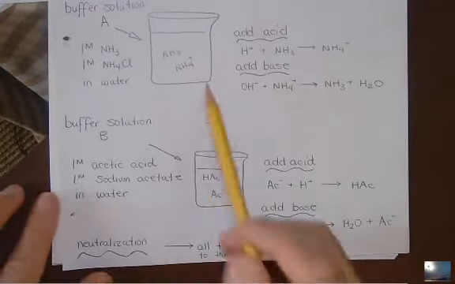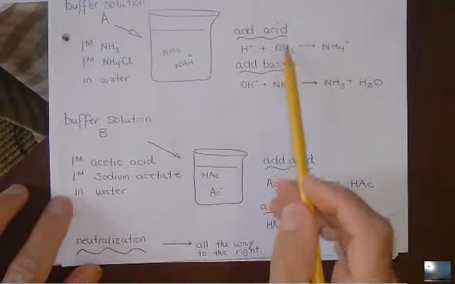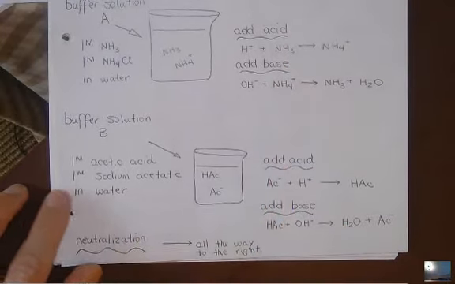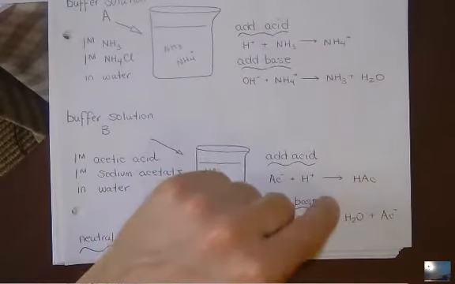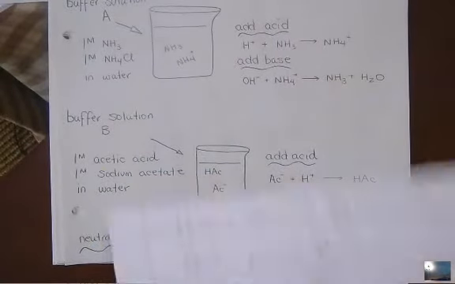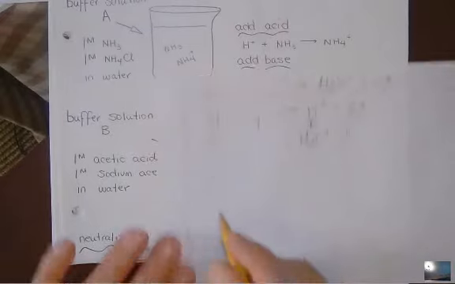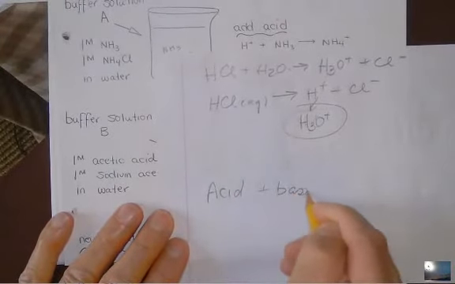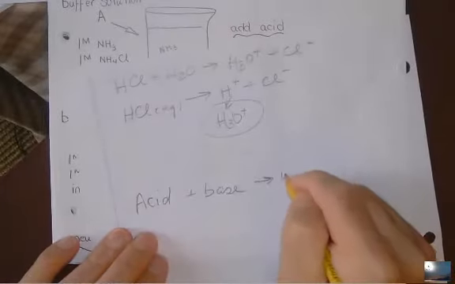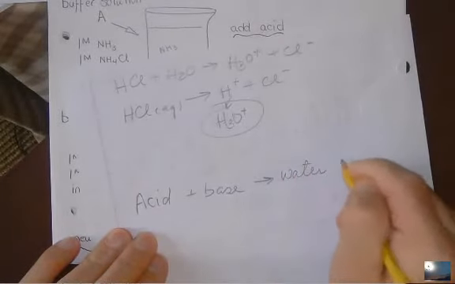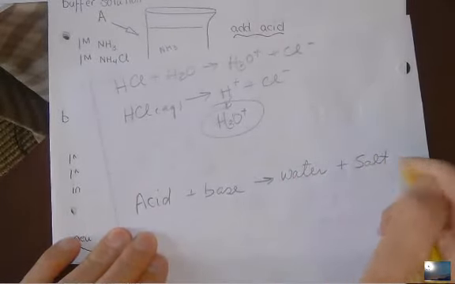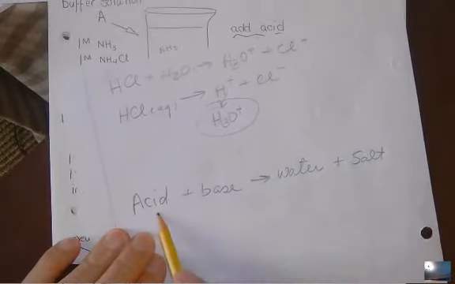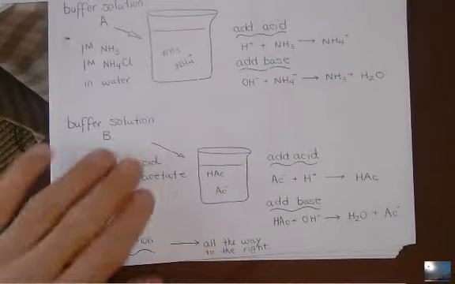Both of these reactions, all four of these, 1, 2, 3, 4, are called neutralization reactions. They go all the way to the right, and they are defined as acid plus base makes water and a salt. What's the salt? The salt is the conjugate base of this weak acid. Good.